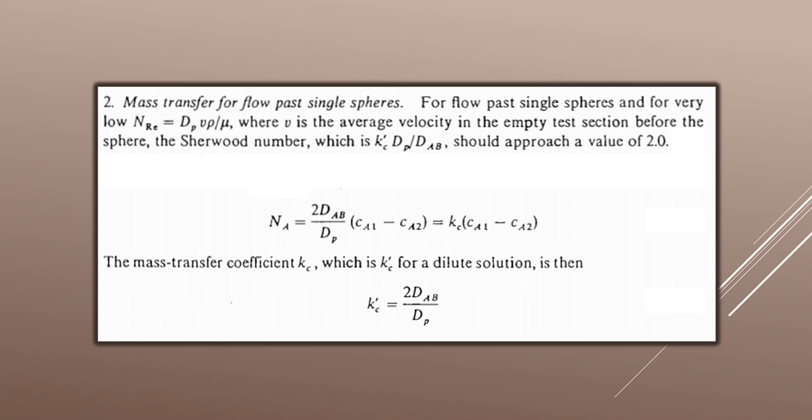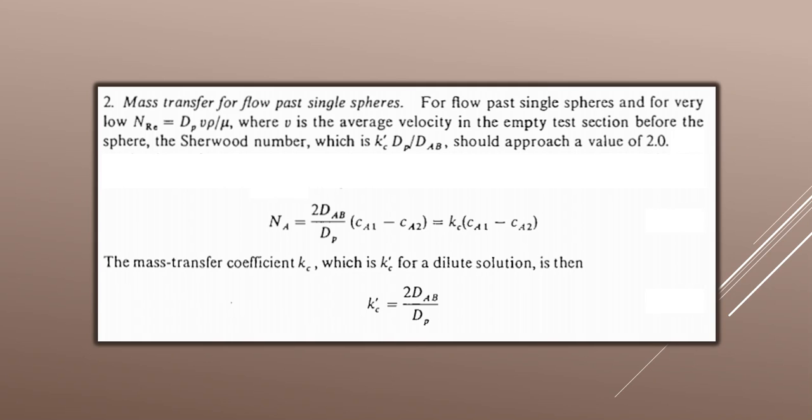Now, for flow past single spheres and for very low Reynolds number, where V is the average velocity in the empty test section before the sphere, the Sherwood number, which, as we have learned, is K sub C prime D sub P, that's the diameter of the particle, divided by the molar diffusivity, should approach a value of 2.0.